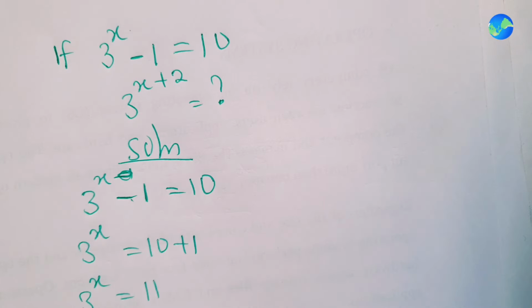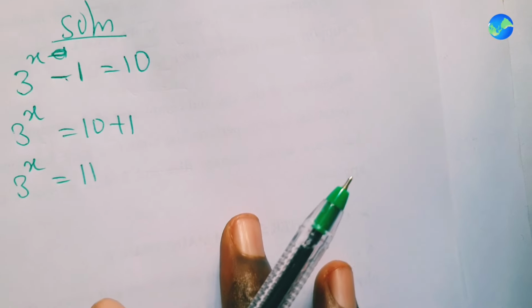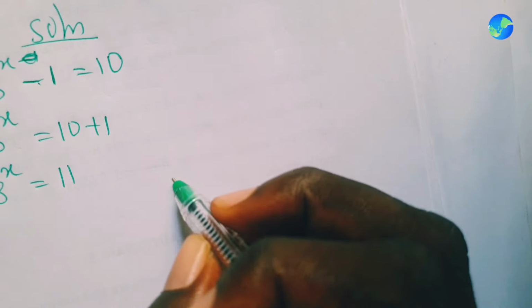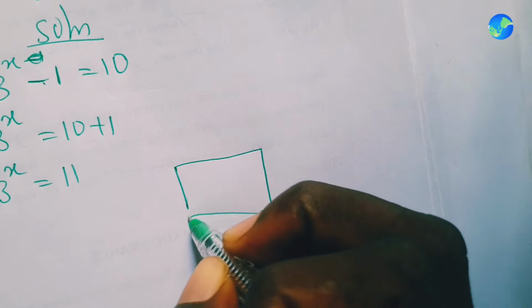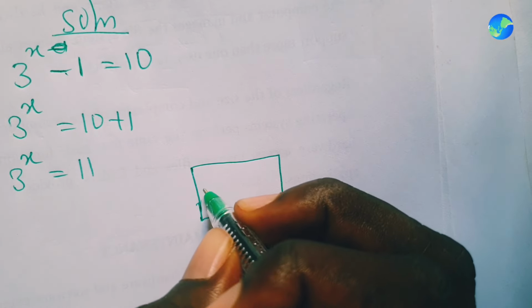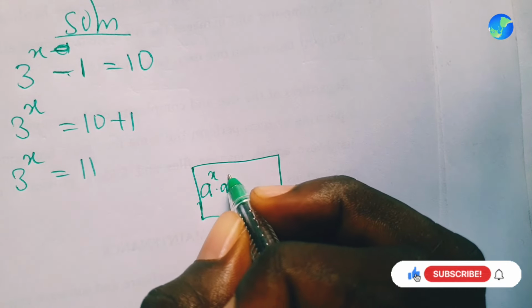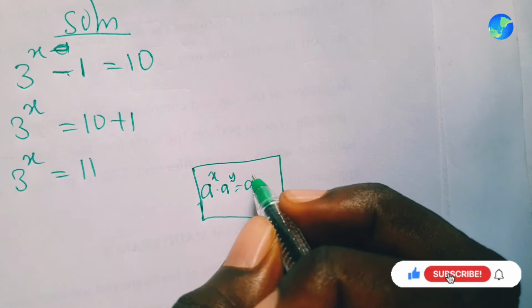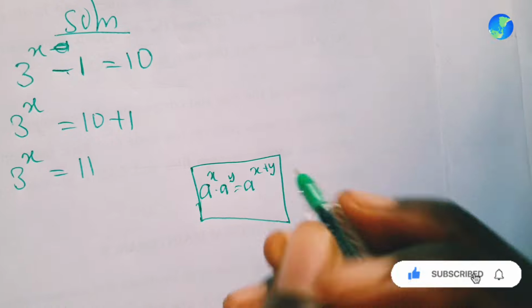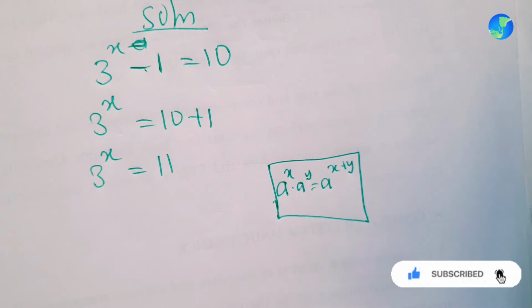Now the question said we should calculate 3^(x+2), but we know from the law of indices that if I have anything, let's say a^x times a^y, this is always equal to a^(x+y), right? So there's something I would love to do here.